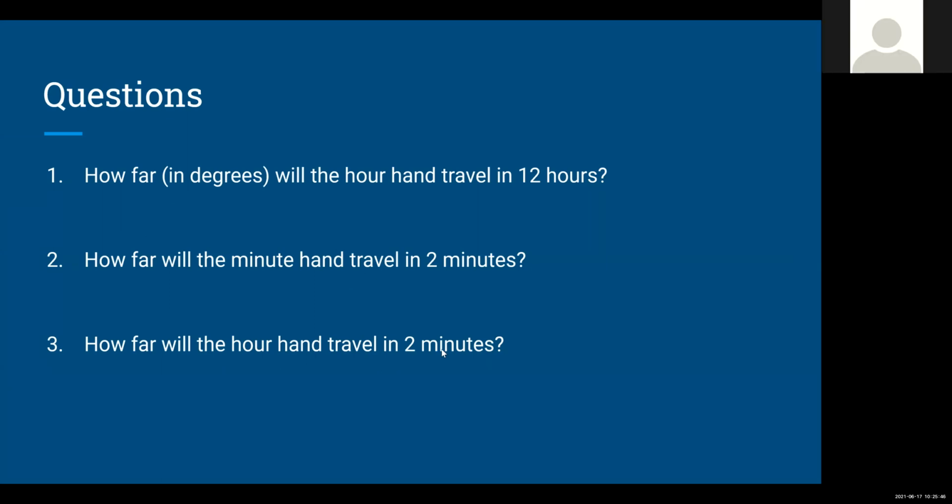So here are some practice questions. Make sure to enter your answer in the chat, or you can private message me or Shani. How far in degrees will the hour hand travel in 12 hours? How far will the minute hand travel in 2 minutes? And how far will the hour hand travel in 2 minutes? Enter your answers in degrees. You don't have to write the degrees sign. We'll give you 5 minutes to do these problems. If you have any questions while solving these problems, please feel free to unmute and ask, or type your question in the chat.